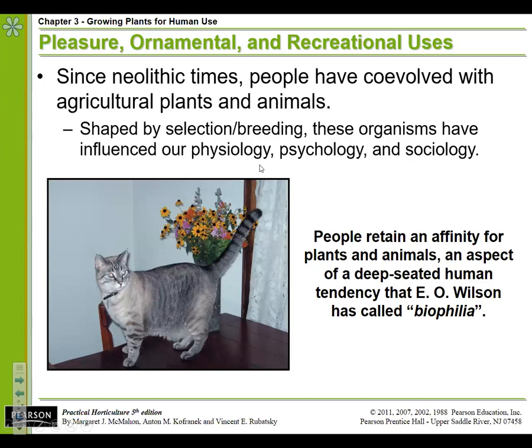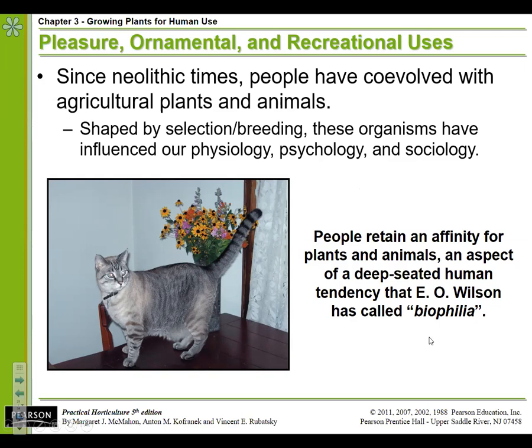There's also this interesting affinity that people have for plants and animals and just nature. And we kind of co-evolved with plants and animals, which influences our physiology, our psychology, our sociology. And E.O. Wilson actually wrote about this, and he coined the term biophilia, where we still retain that affinity for plants and animals, even though we might not need them.